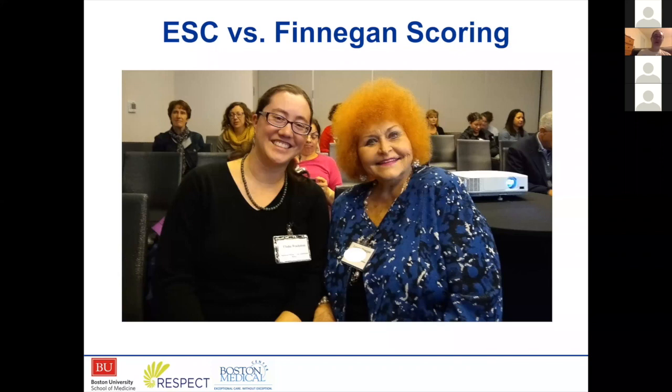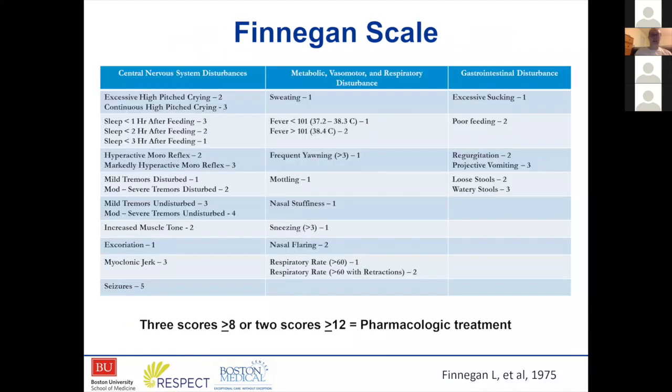So this is the big debate about what scoring tool you should be using, the ESC versus the Finnegan. Many of you are very familiar with the Finnegan scale, which is here, where typically 3 scores over 8, or 2 scores over 8 and one or two scores over 12, usually means pharmacologic treatment. Some of the limitations of the score I've already pointed out is that a lot of the CNS symptoms can be due to other exposures. And the metabolic and GI symptoms are a little bit more specific.